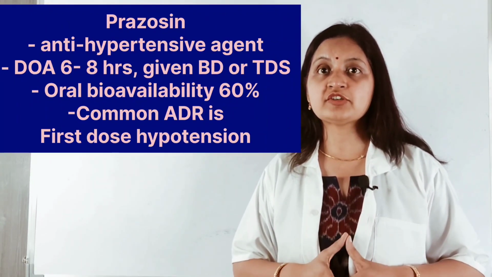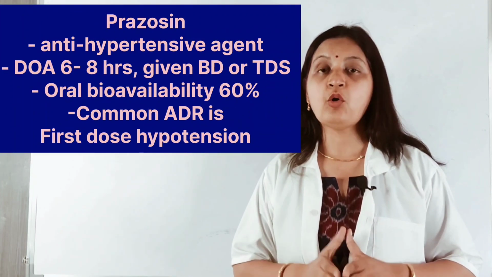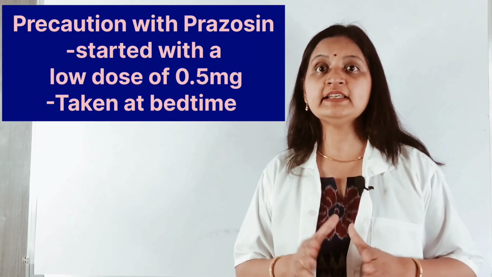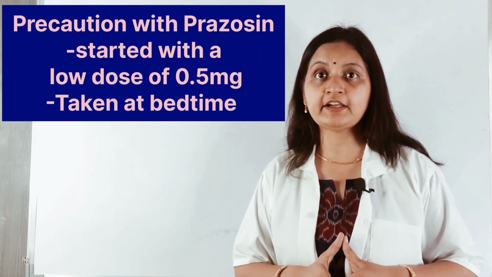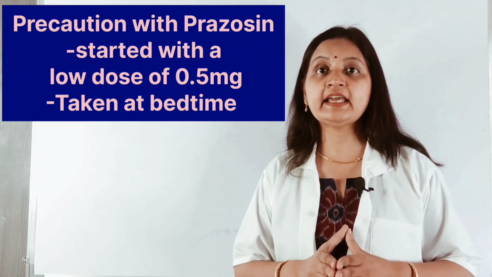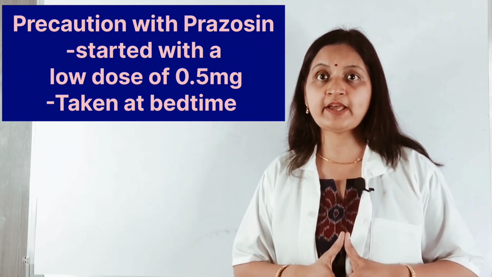A common adverse drug reaction related to prazosin is first dose hypotension. What is first dose hypotension? An initial dose of prazosin can cause marked postural hypotension, and this can result in fractures, falls and syncope. Therefore, to avoid this side effect, prazosin is started at a very low dose of 0.5 mg and it is taken at bedtime. The other adverse effects related to prazosin are headache and dizziness.